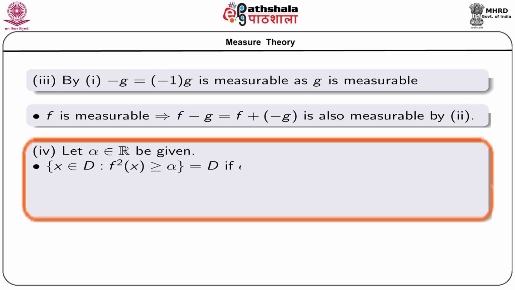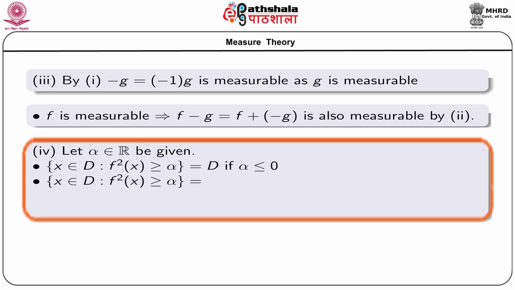We consider the function f square. If we consider the collection of all x belonging to D, where f square x is greater or equal to alpha, then this set is equal to D when alpha is less or equal to 0, because the square cannot be negative.